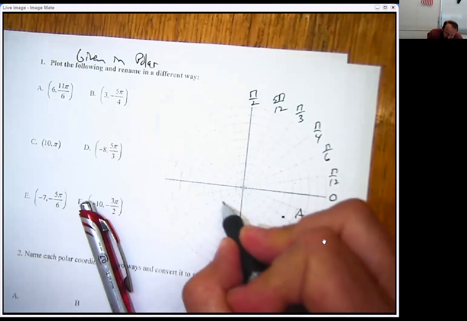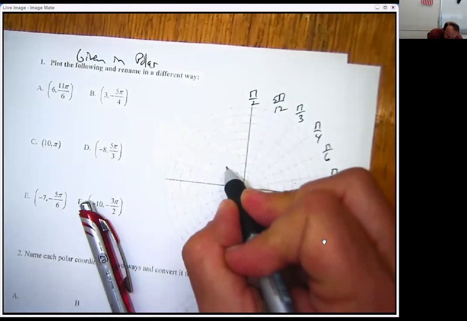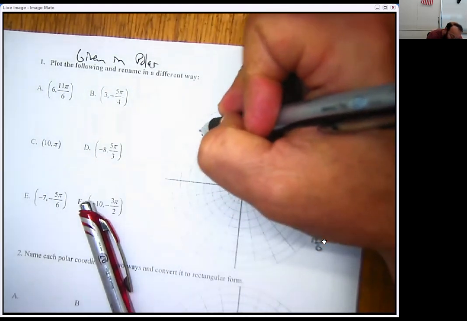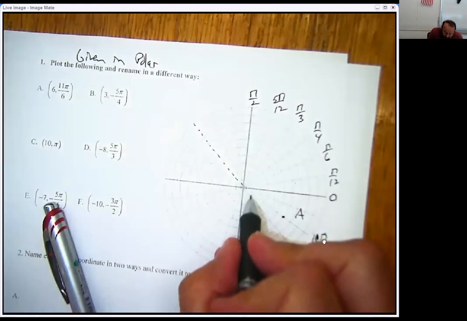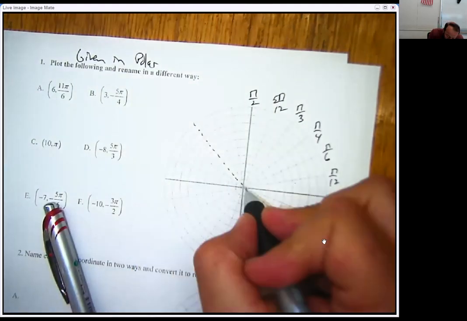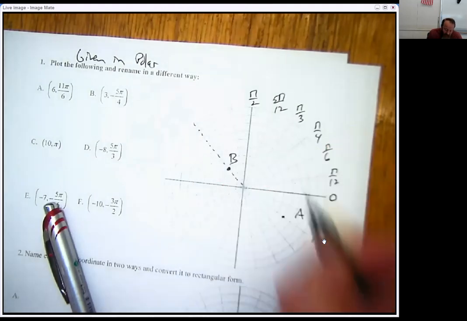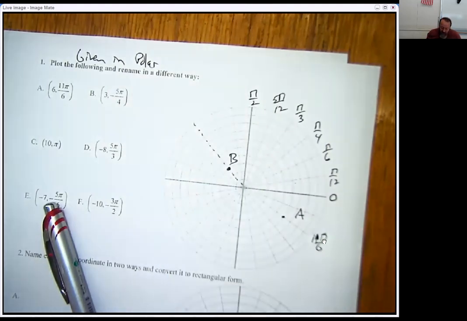So of course this would be 4 pi over 4, rotating this way, so one more would be here. So this radial arm, you could call that 3 pi over 4, but equivalently you could call it negative 5 pi over 4. So 1, 2, 3, that would be right here. So point B would be backwards 5 pi over 4 on the 3rd radius.